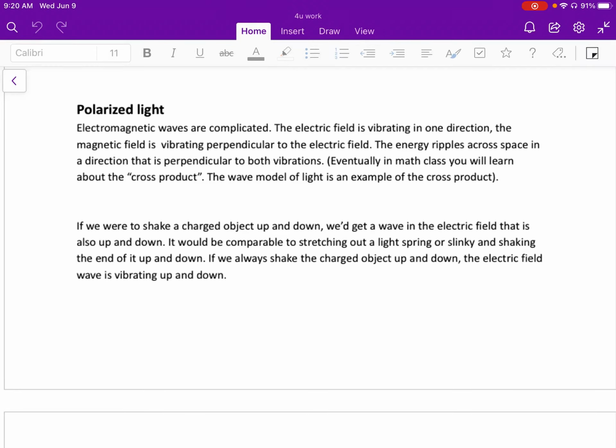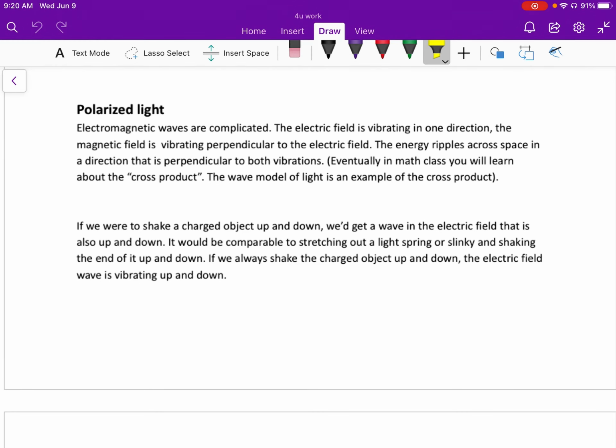So maybe it's weird, maybe it's confusing, maybe it's cool, but if you were to shake a charged object, that's going to create this electromagnetic wave. The electromagnetic wave has electric fields vibrating in one direction, magnetic fields vibrating perpendicular to what the electric fields are doing, and then energy rippling across space perpendicular to both of those. If you've already learned in a math class, this is related to something called the cross product.